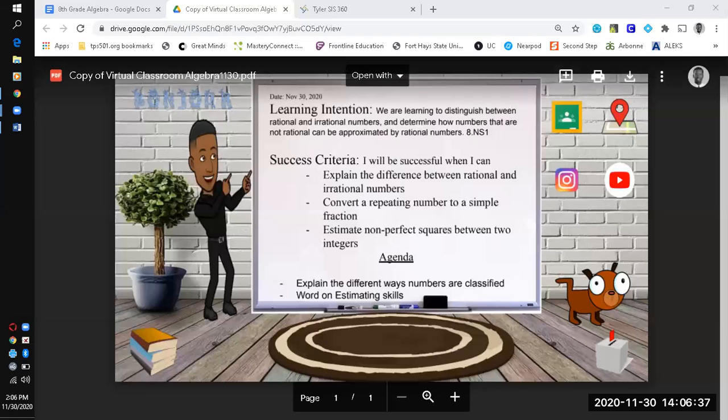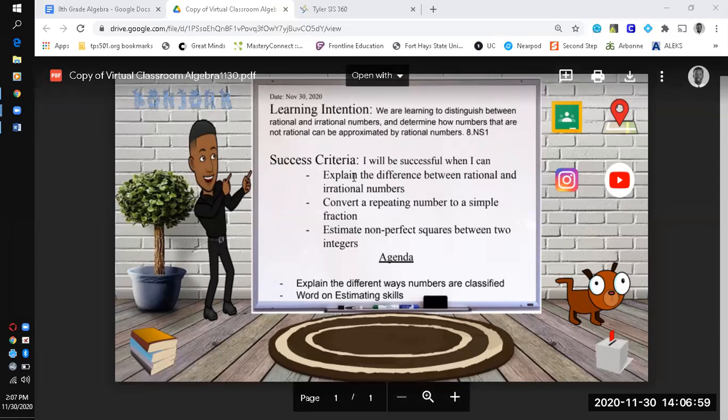All right, so for today's class, we're going to be looking at standard 8 NS1. Briefly, we're just talking about rational and irrational numbers. It's very simple. The first video that was already posted talked more about differentiating between the two. Now we're going to talk about terminating and repeating decimals.